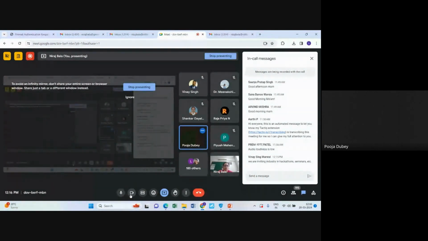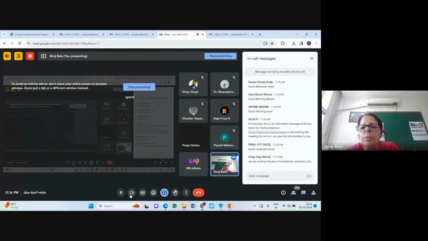Wonderful, Pooja ma'am. Like I told you, in the BOS, Board of Studies, we can have industry people who can give their inputs. Yes, we have to change, and now this part is obsolete. We need to change the contents.